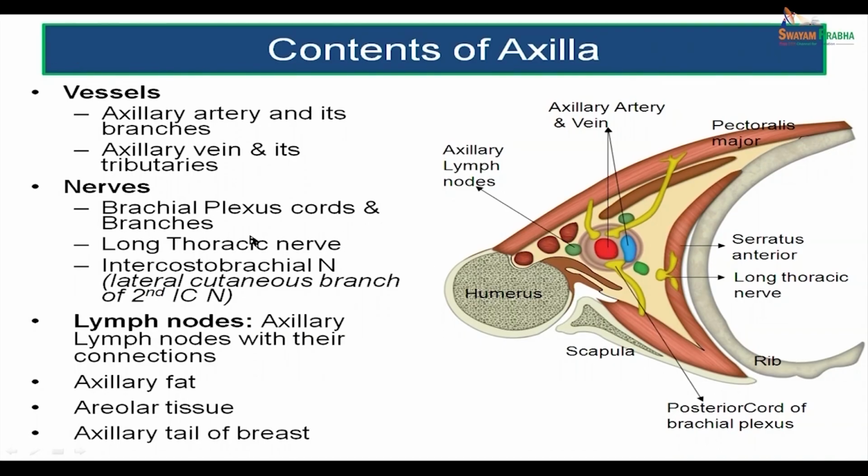Then we have the nerves, that are the brachial plexus cords and the branches, and the long thoracic nerve and intercostobrachial nerve. Now, these green structures, they are the lymph nodes, they are the axillary lymph nodes with their connections. So, besides these three important structures, we also have axillary fat, areolar tissue and axillary tail of breast.